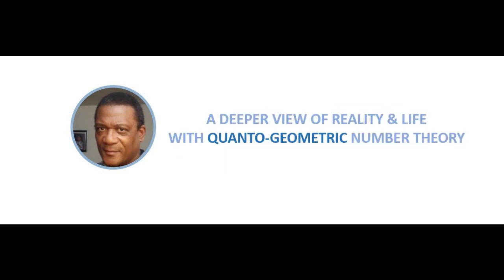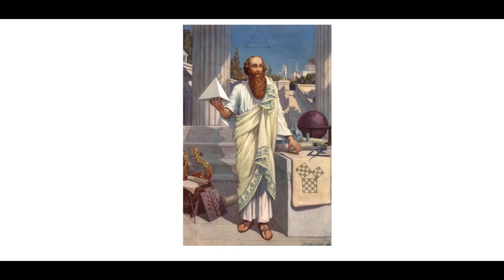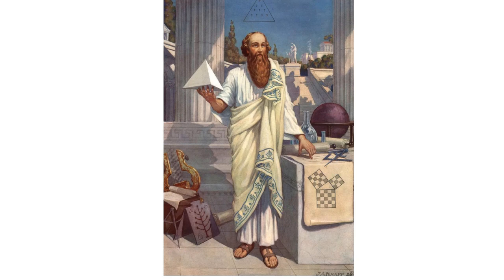A deeper view of reality and life with quanto-geometric number theory. This study will initially acquaint you with quanto-geometric theory, or QGT. Its goal is to examine or re-examine the foundations of number theory in a new practical light. Number theory in general can be viewed as the beginning of mathematical physics, although mathematical physics is generally grandfathered by a more sophisticated form of mathematics.